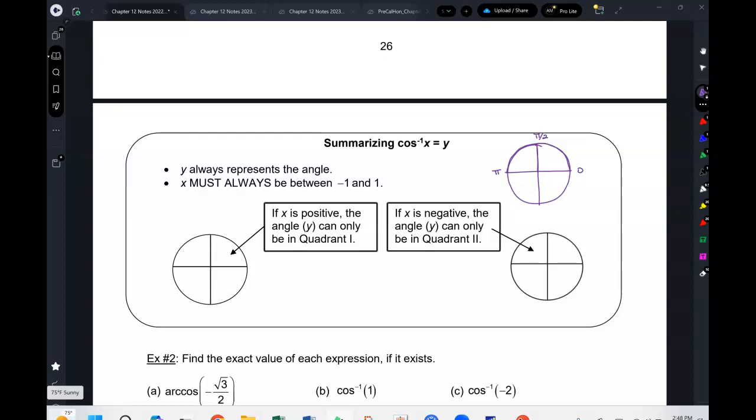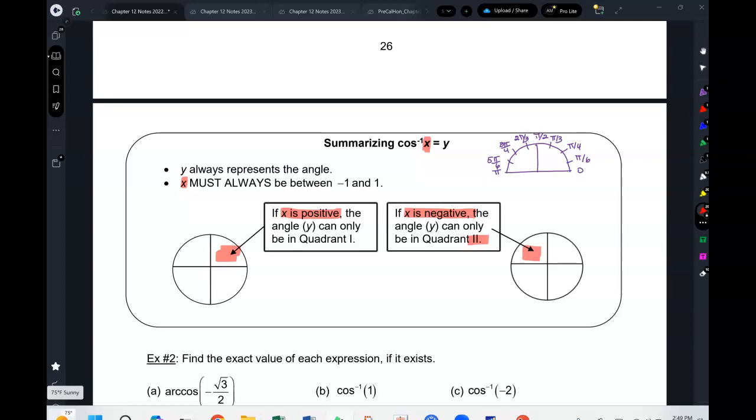Above is pi over 2. My angles are pi over 6, pi over 4, pi over 3, 2 pi over 3, 3 pi over 4, 5 pi over 6. Anything else doesn't exist to us. Okay? So if this x is positive, it's in quadrant 1. If it's negative, it's in quadrant 2.